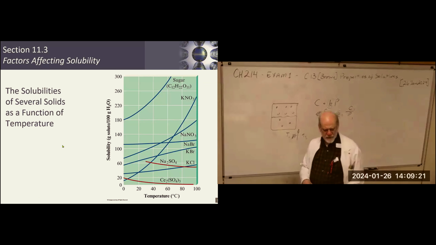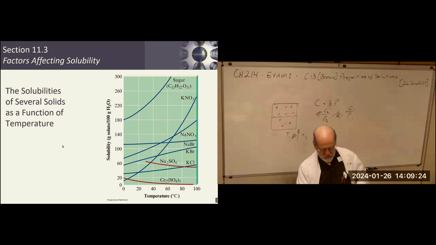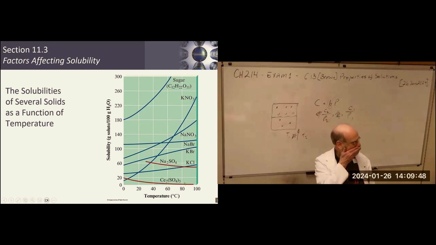These are examples of solubility of various solids in aqueous solution. You'll notice as the temperature goes up, sucrose becomes more soluble. Another example, potassium nitrate becomes a lot more soluble. Sodium nitrate some. Sodium bromide, almost no difference, just slightly. Potassium bromide increases. Potassium chloride increases. But sodium sulfate and cerium sulfate go the other direction. They become less soluble as we increase the temperature.